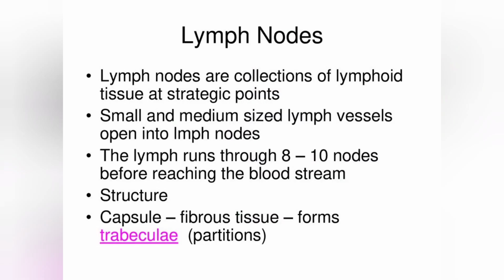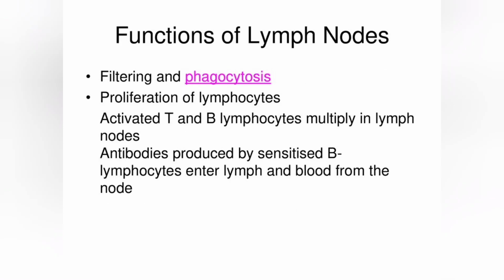And what about the lymph nodes? Lymph nodes are collections of lymphoid tissue at strategic points. Small and medium-sized lymph vessels open into lymph nodes. The lymph runs through 8 to 10 nodes before reaching the bloodstream. And what is the structure? Capsule, fibrous tissue, and forming trabeculae, which are the partitions present inside the lymph node.